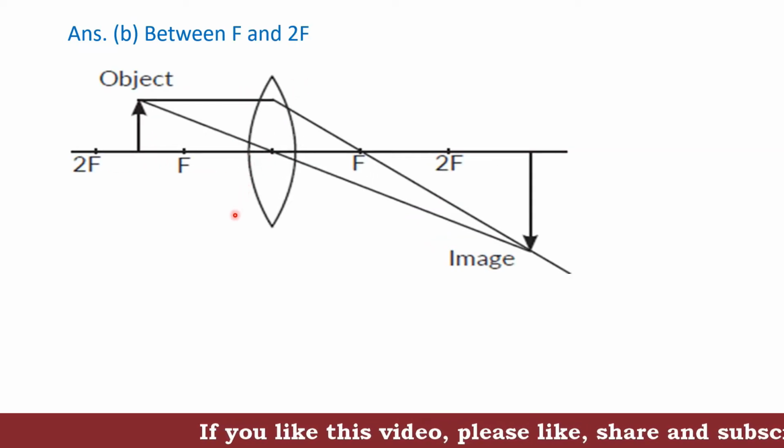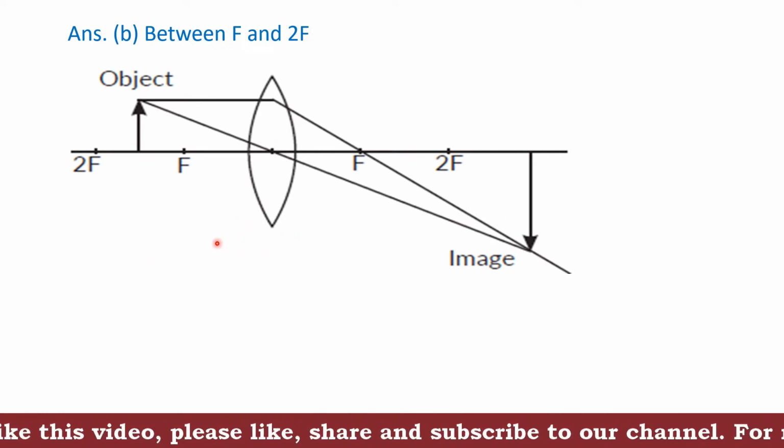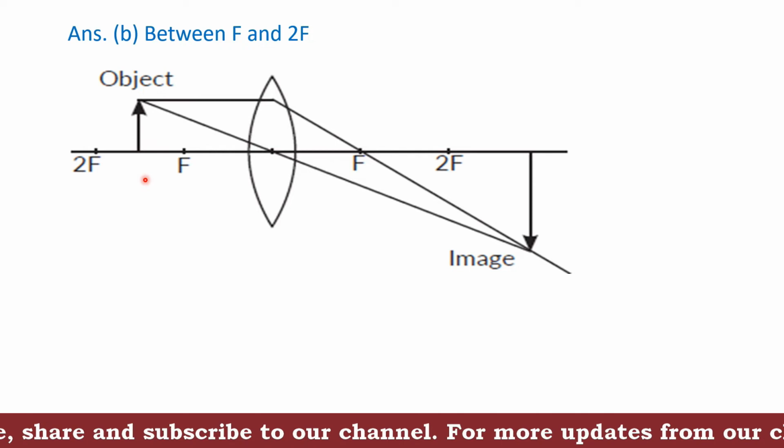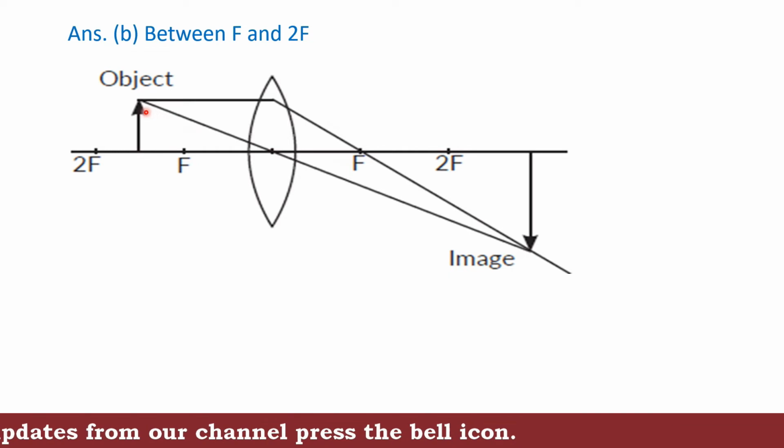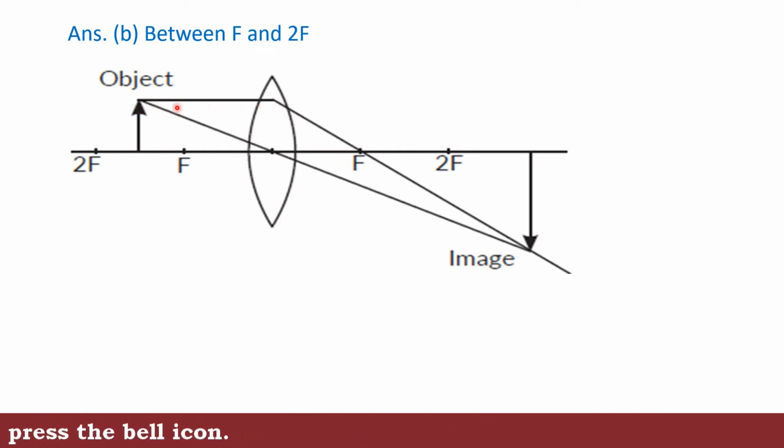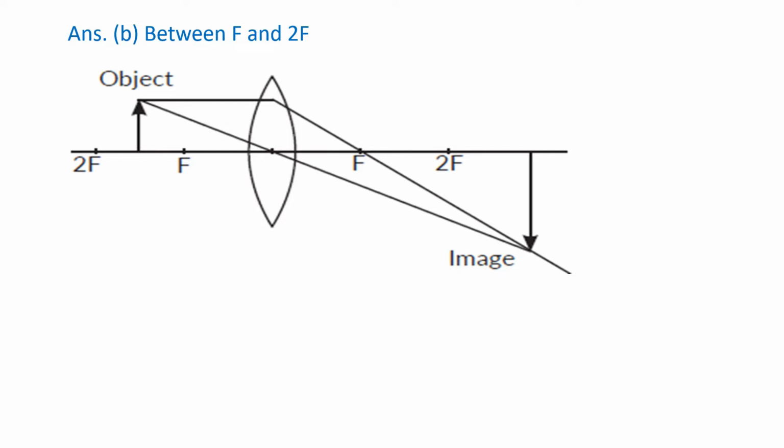Answer is between f and 2f. Let us see this. This is the object position. Object is placed in between f and 2f, and one ray is parallel to the principal axis and passes through the focus, and another ray which is passing through the optic center is undeviated, and these two rays are meeting at this point. This is the image position. So, image formed beyond 2f.